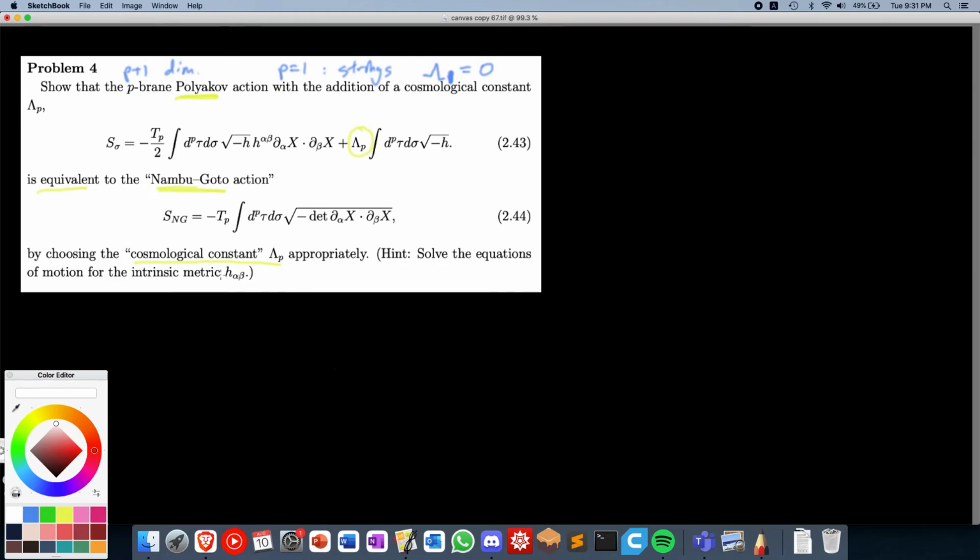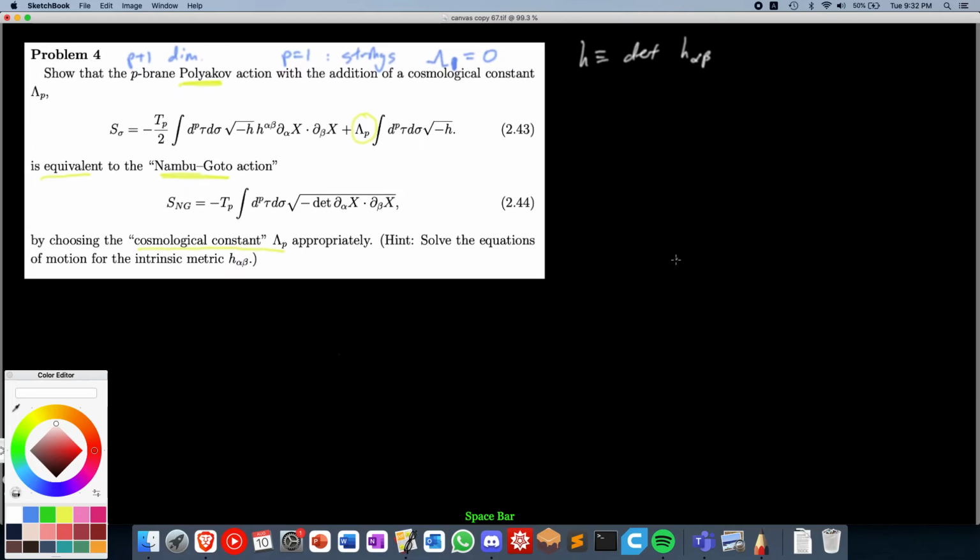Okay, let's go ahead and solve this. They give us a hint, which is that we need to solve the equations of motion for the intrinsic metric h. We see a quantity, the square root of minus h, over here. H is defined to be the determinant of h alpha beta.